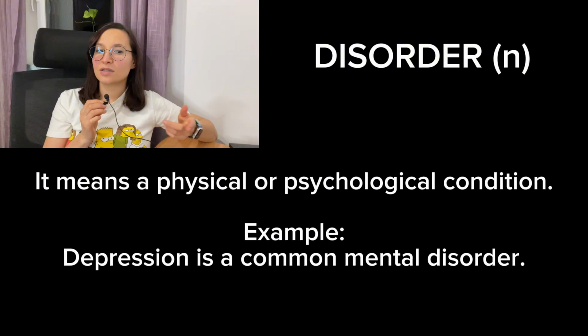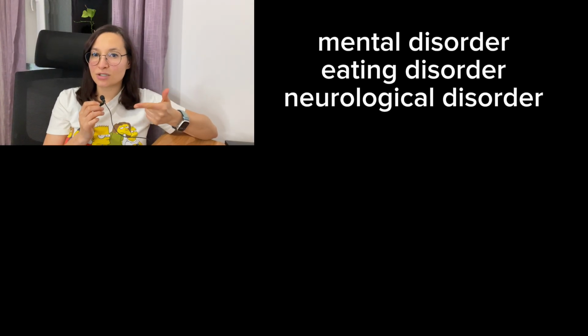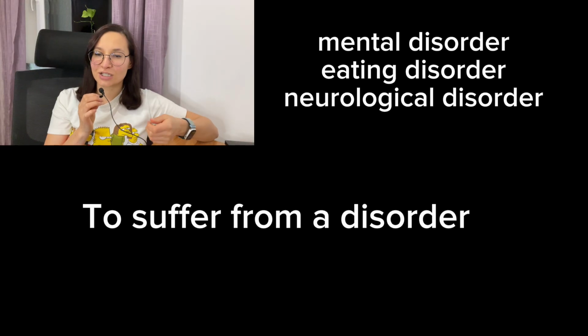Disorder. Disorder is a noun. It means a physical or psychological condition. For example, depression is a common mental disorder. Collocations with disorder: mental disorder, eating disorder, neurological disorder, and we say somebody is suffering from a disorder. For example, she is suffering from an eating disorder or anxiety disorder.